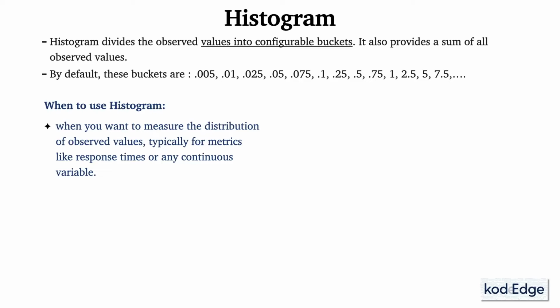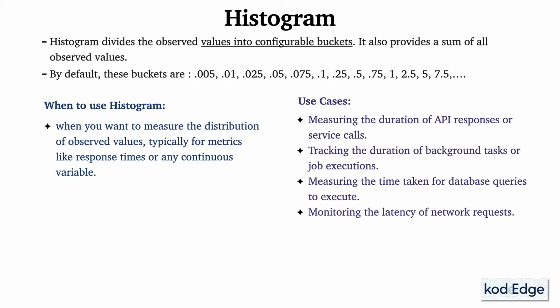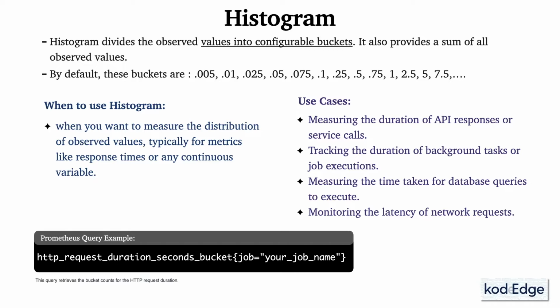So let's understand when to use histogram. When you want to measure the distribution of observed values, typically for metrics like response times or any continuous variable. And these are the use cases in which you can use the histogram metric. Let's say you want to measure the duration of your API responses or a service call, or you want to track the duration of a background task for a job execution, or you want to measure the time taken for a database query to execute, and so on. And this is an example of a Prometheus query for the histogram metric. This query retrieves the bucket count for the HTTP request duration.